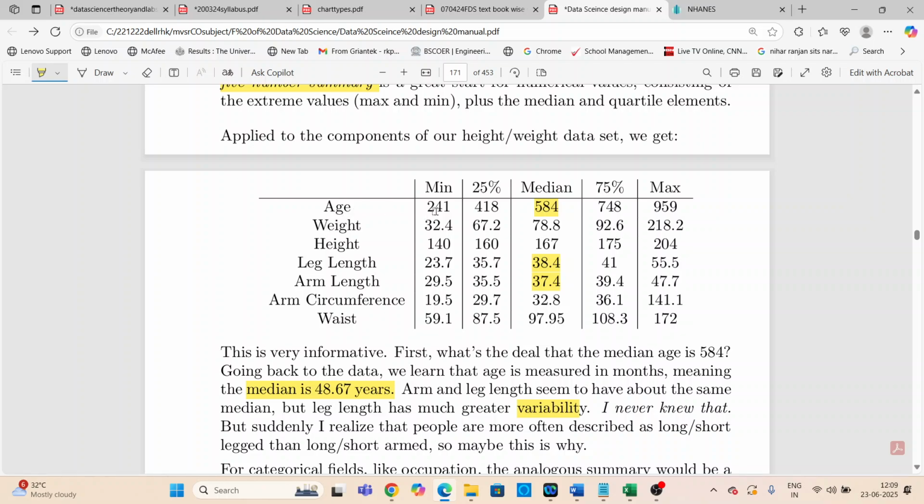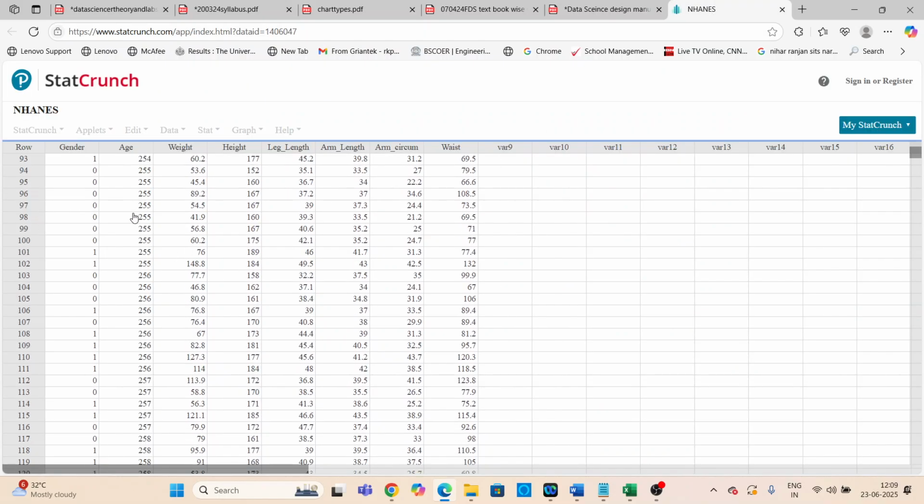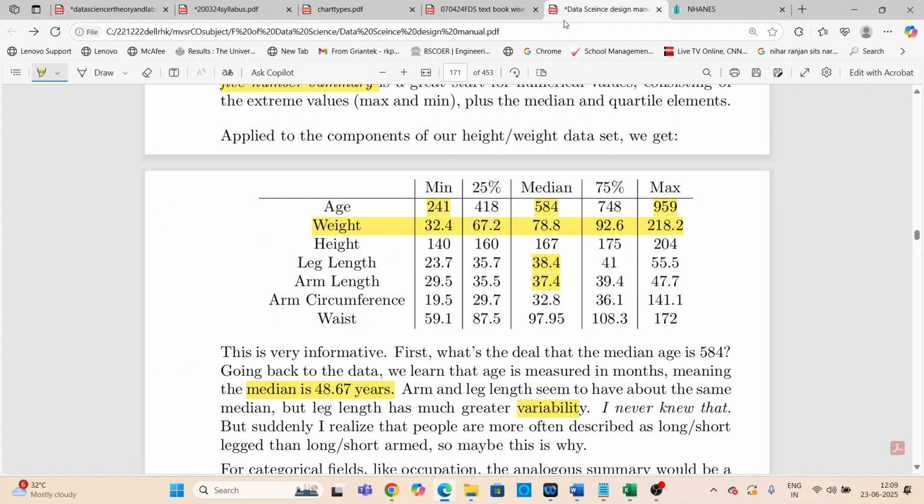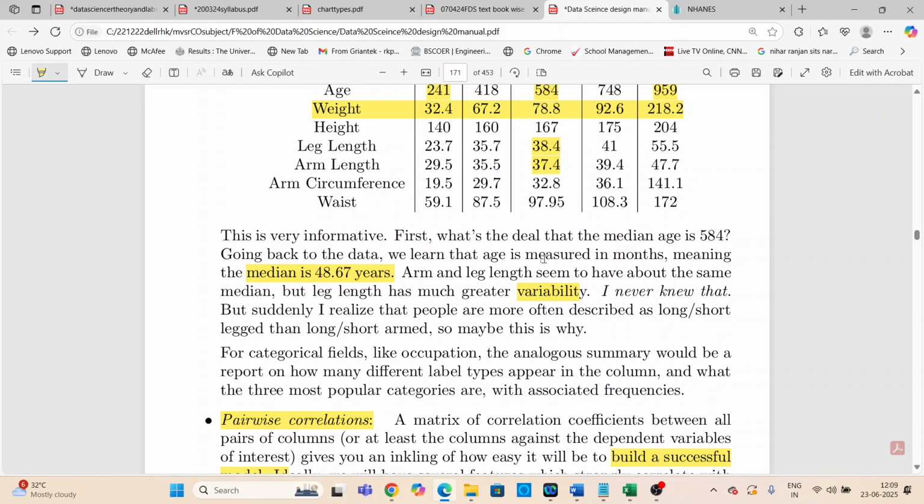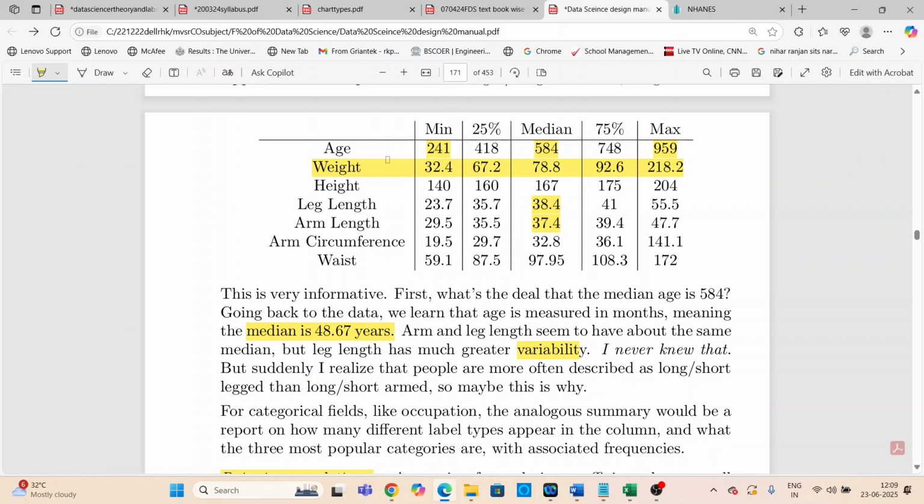Let us say age 241 is the minimum value and maximum value is 959. So say for example here age is there. I'll be just checking which is the minimum value, which is the maximum value. Then what is the median, what is the first quartile, what is the third quartile, that kind of information. So by looking at this also I may derive some new information. Say for example, the median value for age is 584, which is in months.